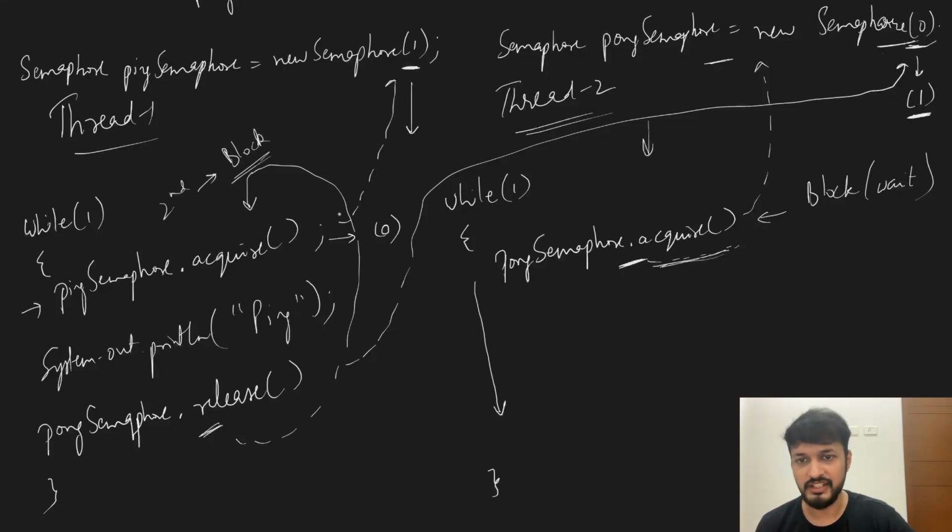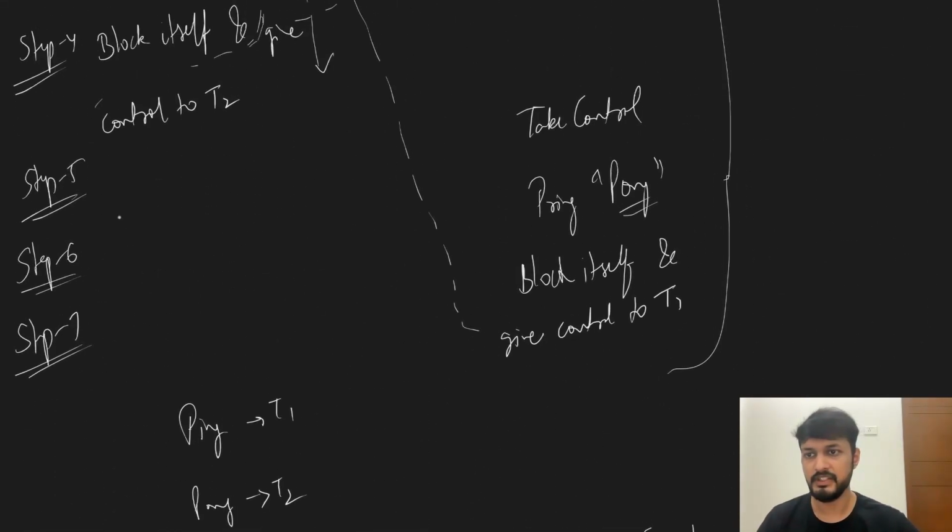Why? Because at this particular point of time, at second iteration, the permits count has already decreased to 0. So it cannot acquire, and therefore CPU will go ahead and block this thread, and this thread will be in waiting state. Okay, so thread 1 has blocked itself only because it has already acquired 1 permit in its first iteration. Okay, so this step is complete.